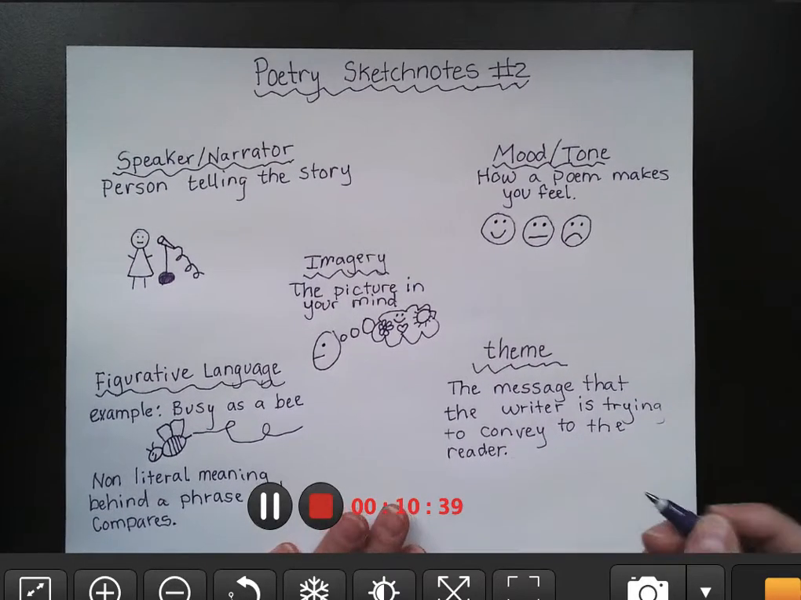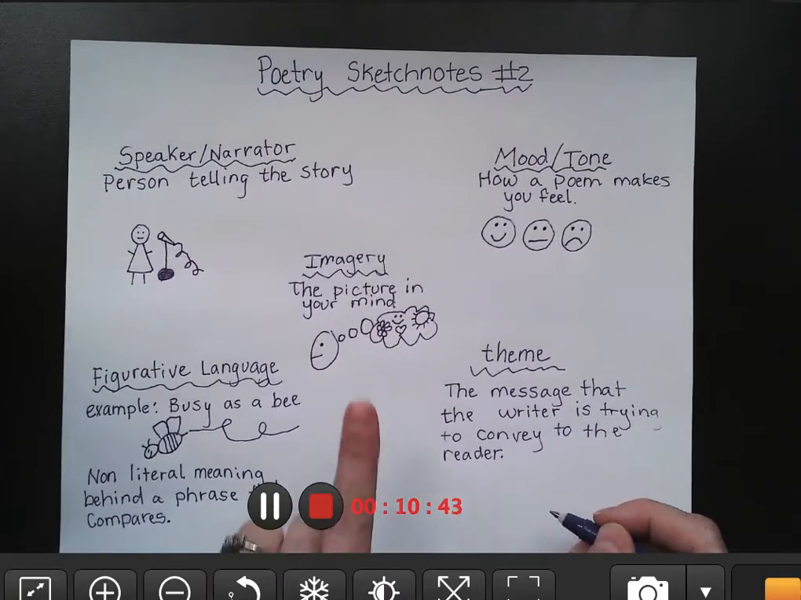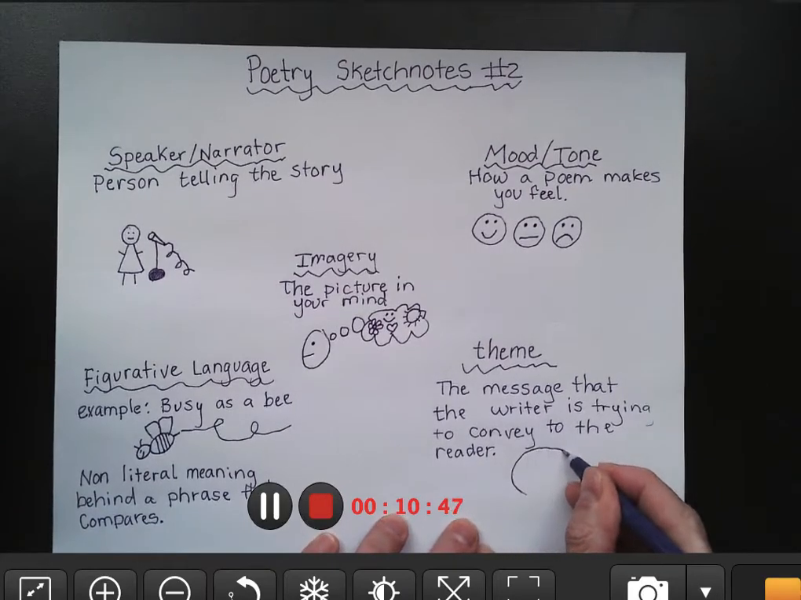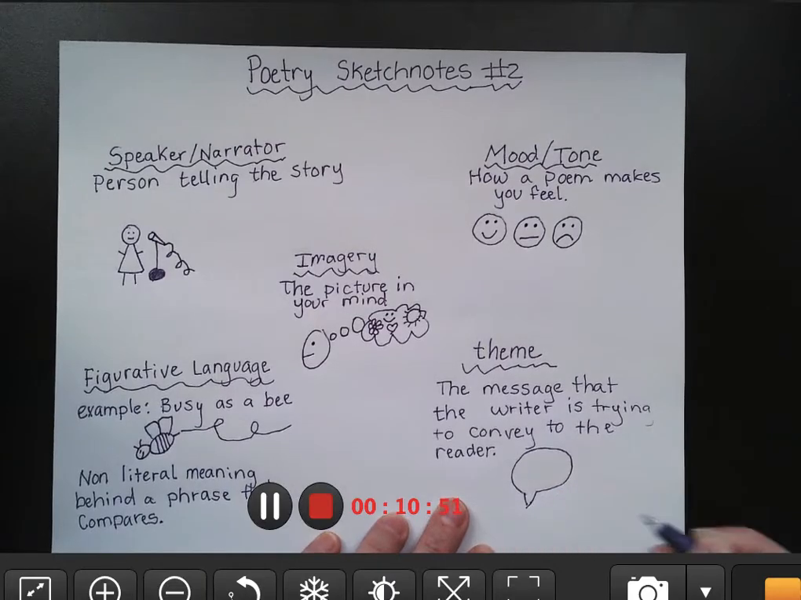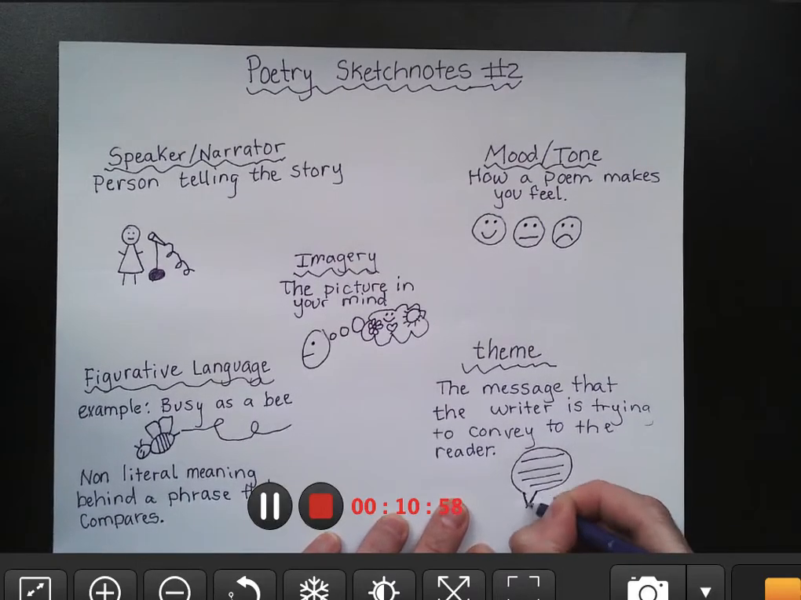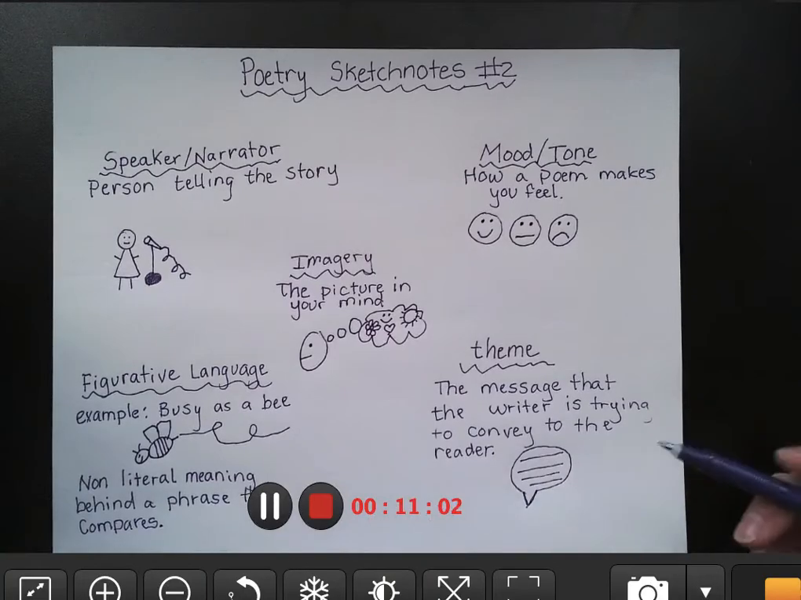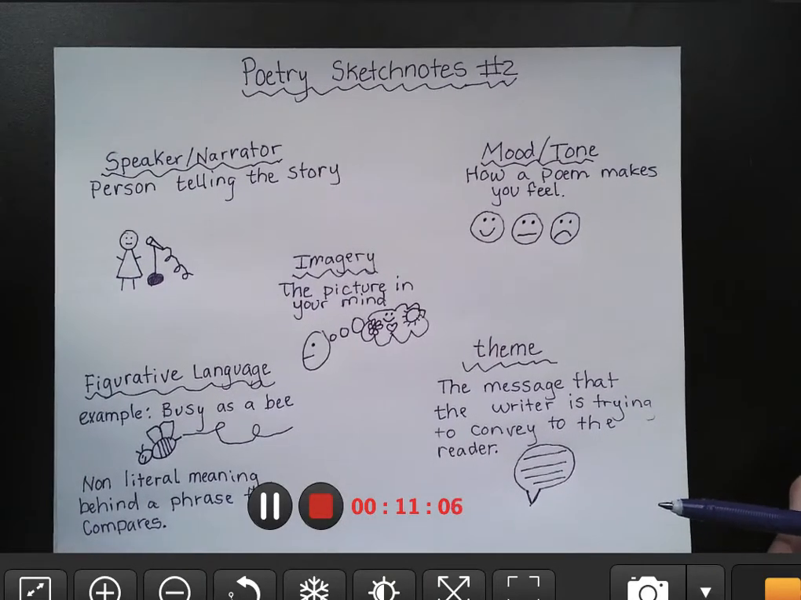So I'm going to draw another word balloon, but this one, instead of being a thought balloon, it's going to be a word balloon like this. And there's going to be a line like that to represent that it's a message. That's perfect. So all of these components will help you to better understand what the poem is trying to say.